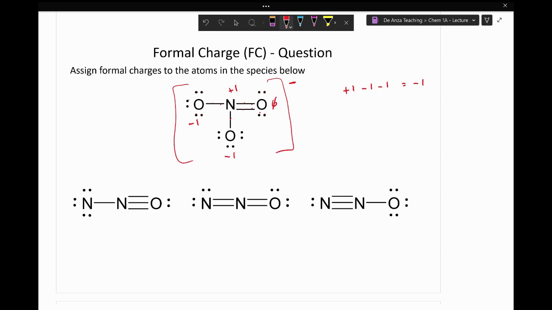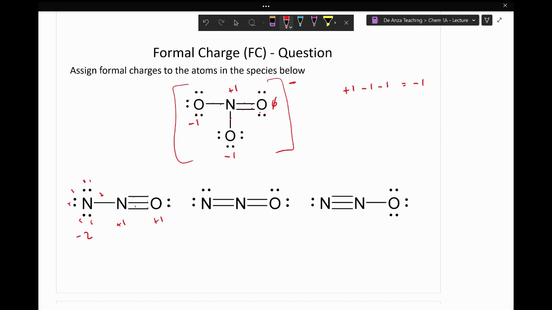And so we had the one for nitrate. Now we're going to look at N2O. And so we can assign formal charge to this one. This nitrogen owns 1, 2, 3, 4, 5, 6, 7 electrons. It wants to own 5, so that's -2. This nitrogen has 1, 2, 3, 4, so that's +1. This oxygen has 1, 2, 3, 4, 5, wants to own 6, so that's +1.